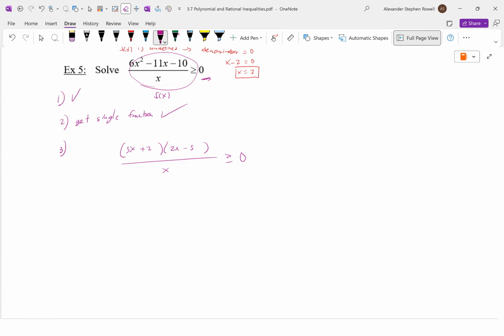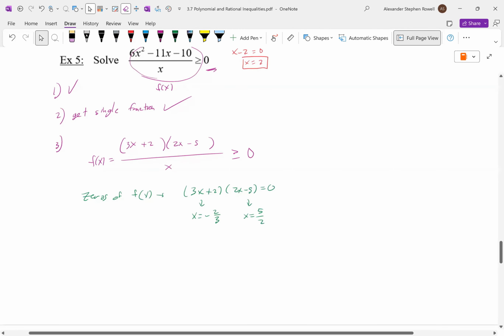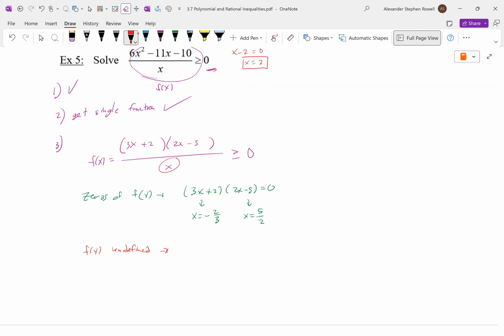This function, we're calling it f of x. How do I find the zeros? Yes, where's the numerator equal to 0? When is it that 3x plus 2 times 2x minus 5 is equal to 0? X equals what? Negative 2/3, or x is equal to what? 5/2. Okay, where is f of x undefined? It's where the denominator is 0. X equals 0. Very good.